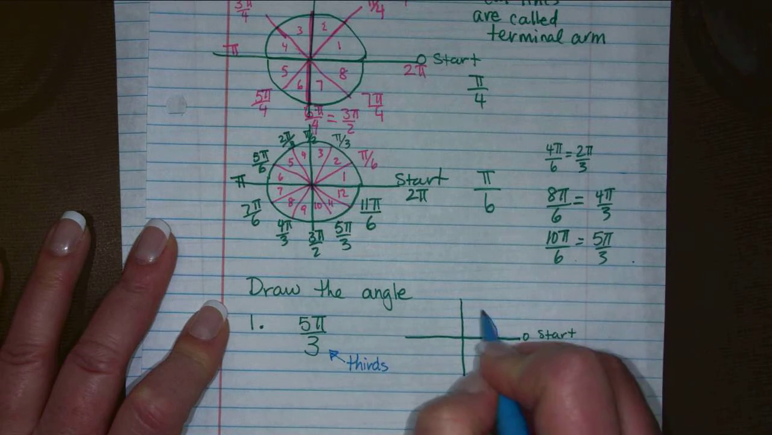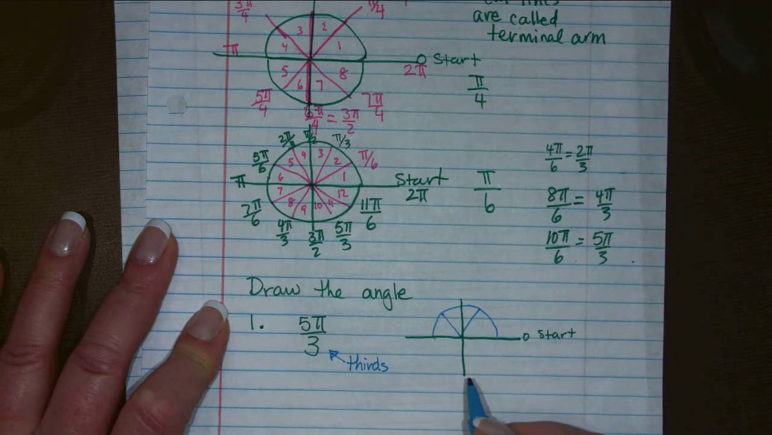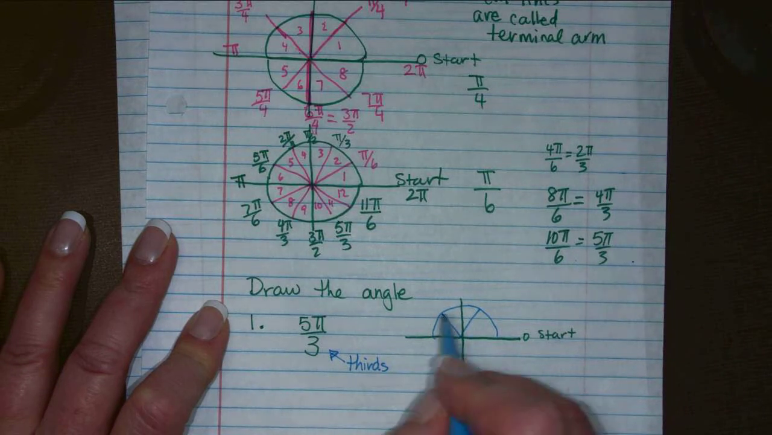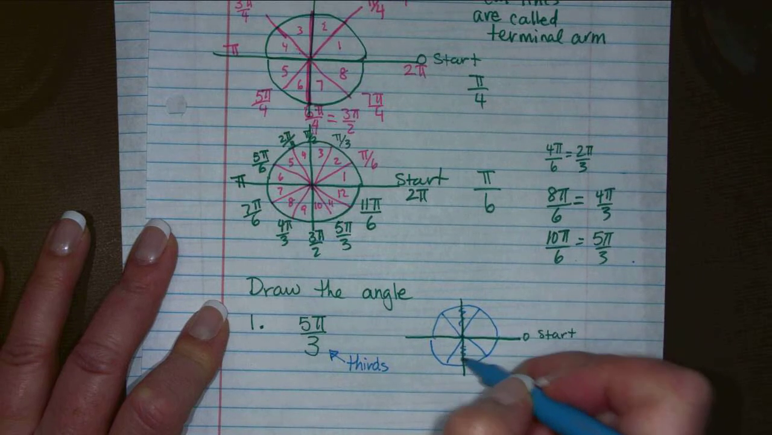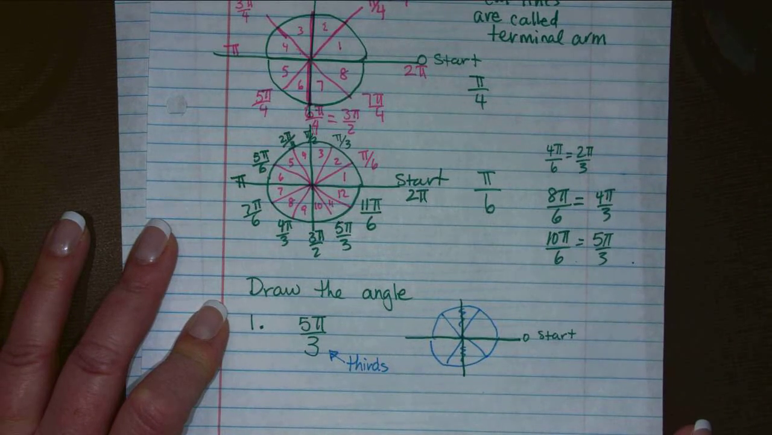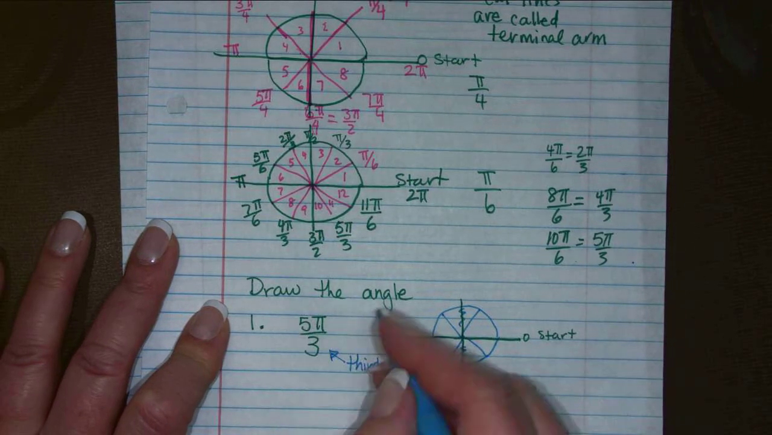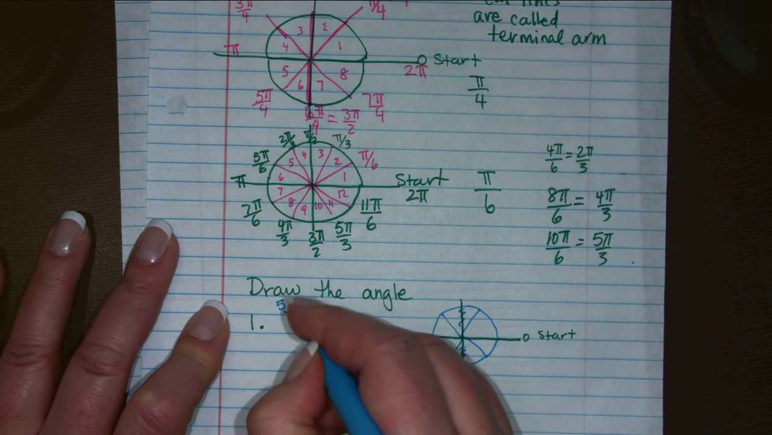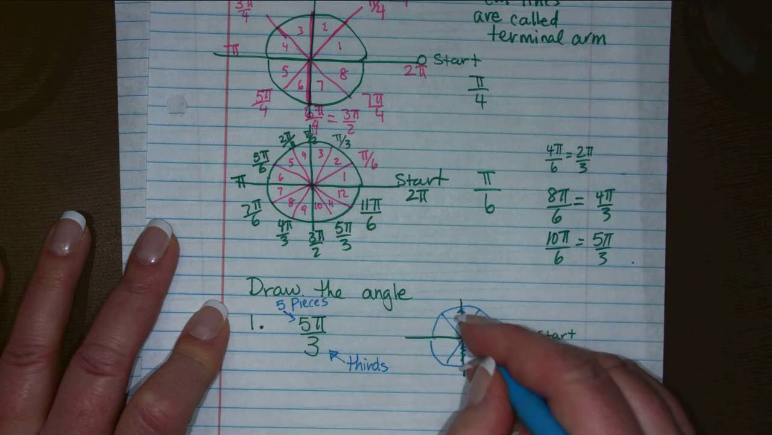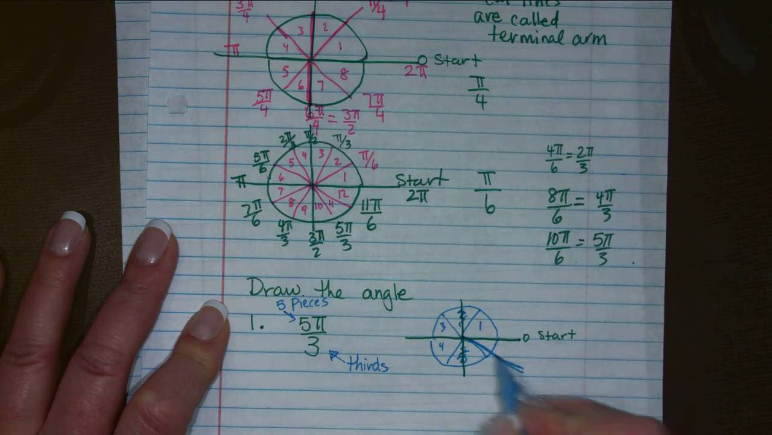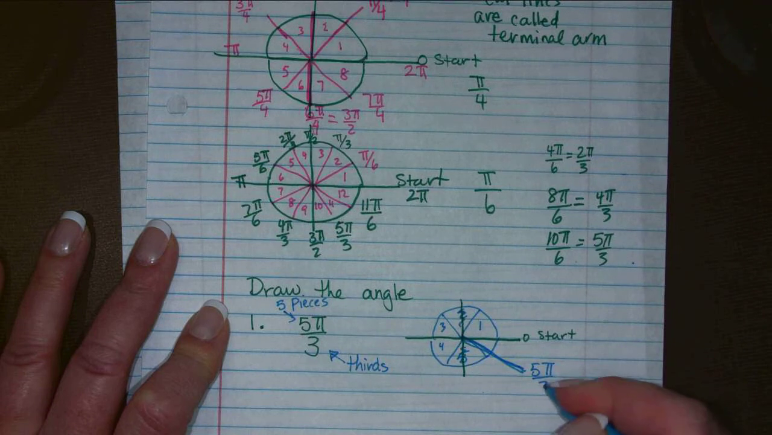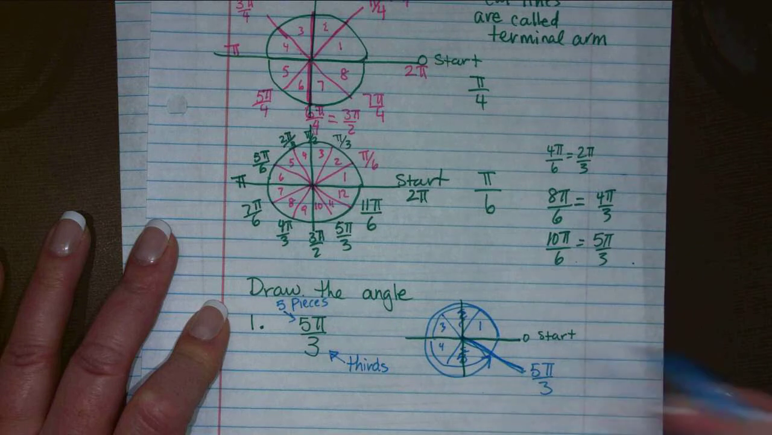So you take your pie and you cut it in thirds. Do we need another pie? Yeah, because that's only 3 pieces. So we need to add that second pie, cut it in thirds. This line is ignored when we have thirds. So, starting here, you count out your 5 pieces. So 1, 2, 3, 4, 5. So where would we cut so that we could eat 5 pieces? On this last line right here. This is the terminal arm. So this would be 5 pi over 3. Okay, so we start and we go around, and that would be the angle.